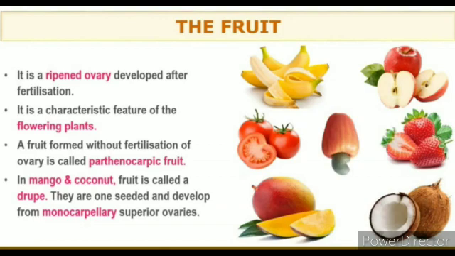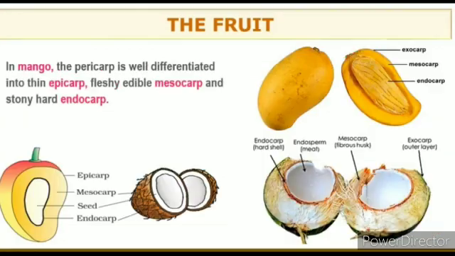If a fruit is formed without fertilization of the ovary, it is called a parthenocarpic fruit. Without fertilization, the ovary forms the fruit, which is called parthenocarpic fruit. Generally, a fruit consists of the fruit wall and the seeds. The fruit wall is called the pericarp. It may be dry or fleshy.